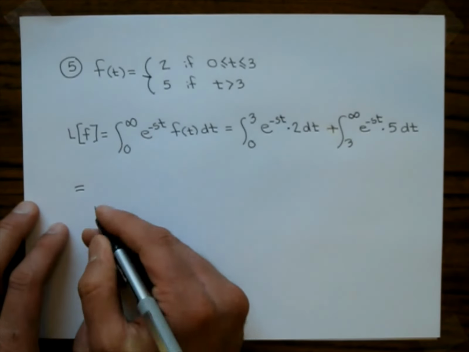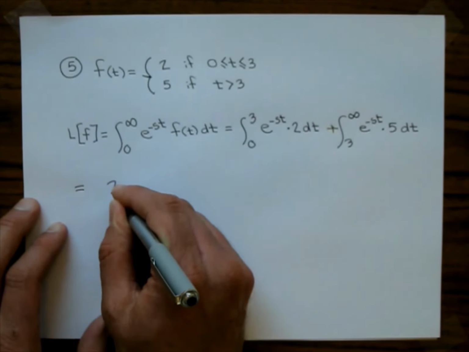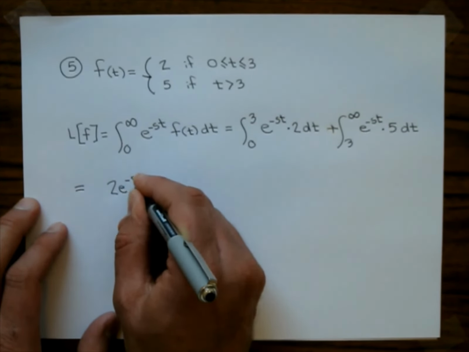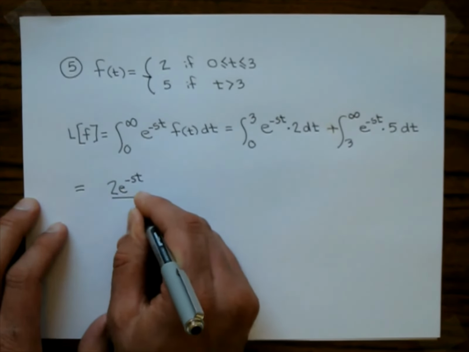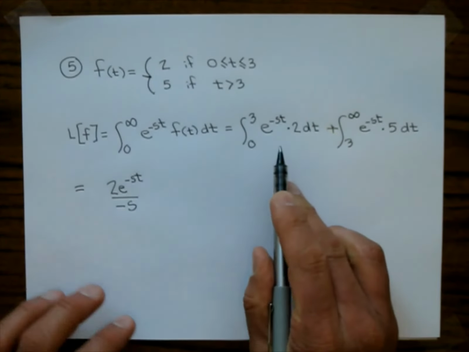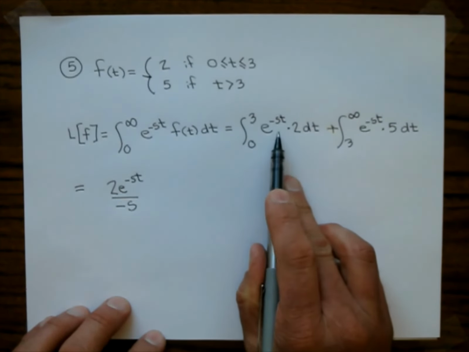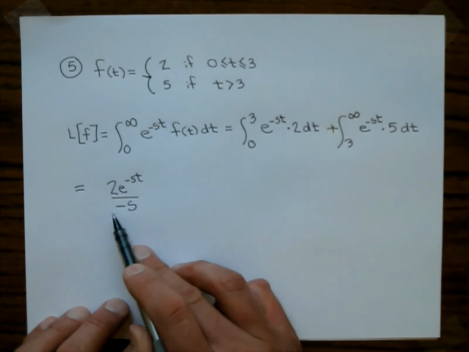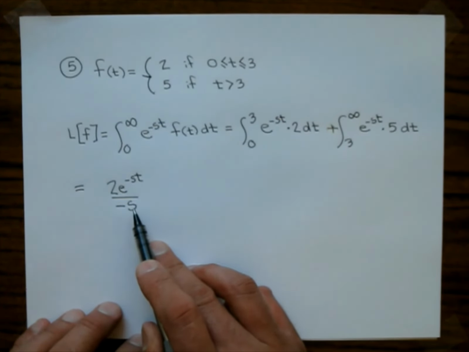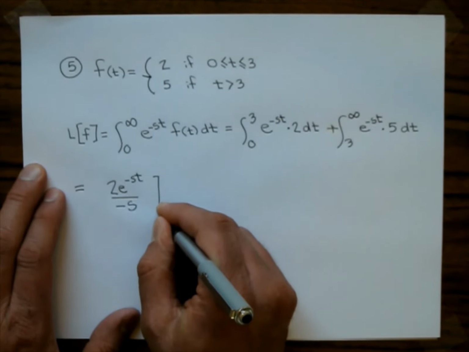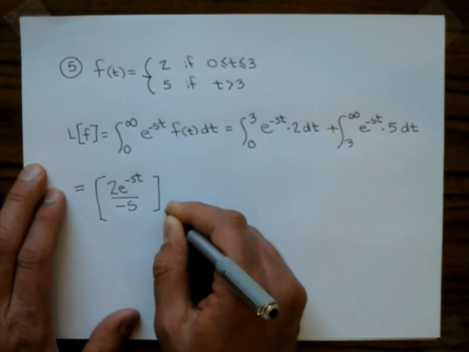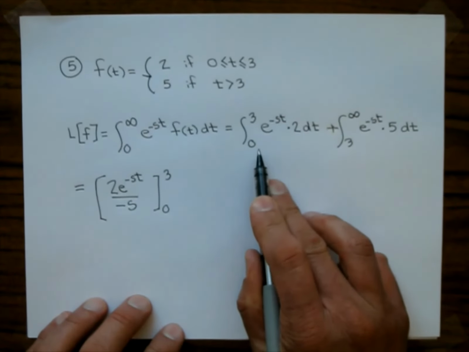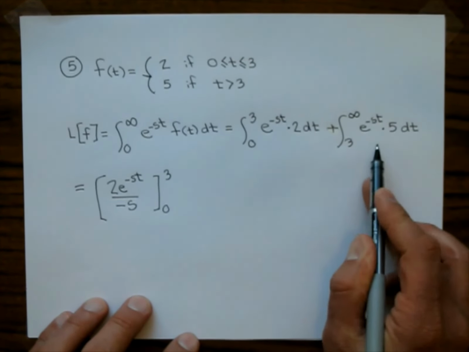And what this gives me for the integral is 2e to the negative st all over negative s. So that is the integral of this right here. If you want to do a u substitution, you could say u equals negative st; I kind of did the u substitution in my head. And this gets evaluated from 0 to 3. Actually, it's not 2 improper integrals. It's just a regular definite integral there and an improper one over here.